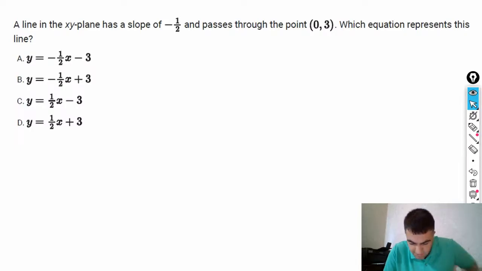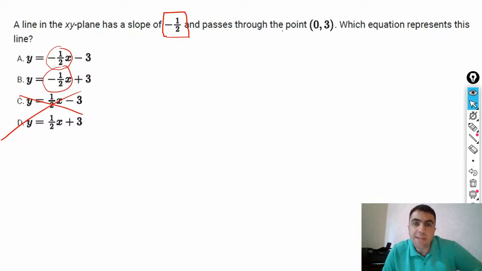Answer is, Mr. Saif says D, Selcan says it is B. Let's have a look. A line has a slope of negative 1 second. It is this one and this one, right? Passes through the point x equals 0 and y equals 3, and we see that this is B, guys. This is B. Here it is equal to negative 3. This is B.